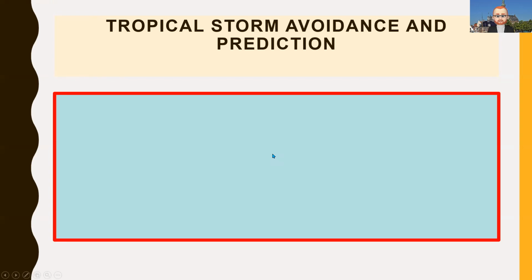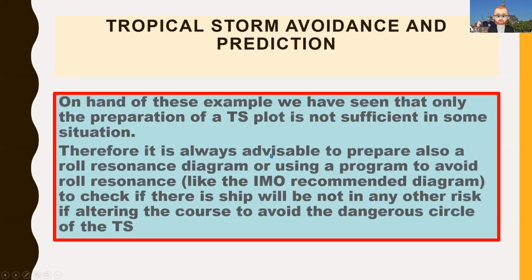So at the end of these examples, we have seen that only the preparation of the tropical storm plot is not always sufficient in some situations. Therefore, it's always advisable to also prepare a roll resonance diagram or use a program to avoid roll resonances, like the IMO recommended diagrams, to check if the ship will be in any other risk when altering the course to avoid the dangerous circle of a tropical storm, meaning synchronous or parametric rolling, and also if the ship, after altering, will not come into high successive following seas, which can also lead to severe damage to the ship.